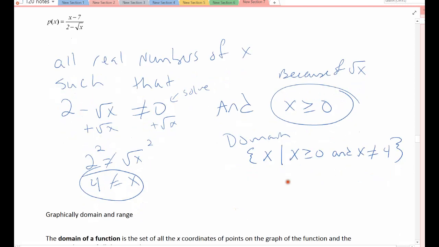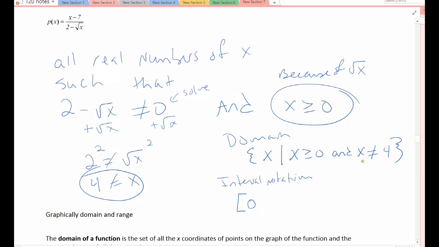Interval notation. Well, positive means I'm shooting off to infinity. I can't include the negatives, right? So I'm going off to positive infinity. I start at 0. But then I've got to remember there's a break at 4. It doesn't exist at 4. So I start at 0, and 0 is included, so it's brackets.